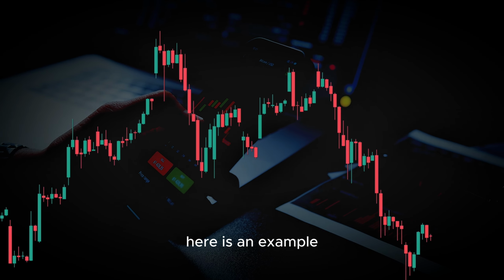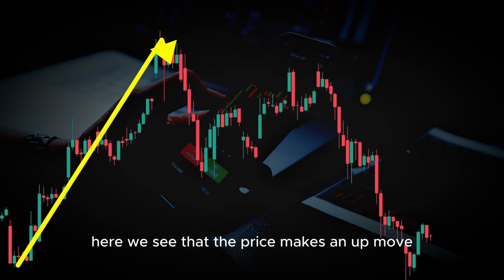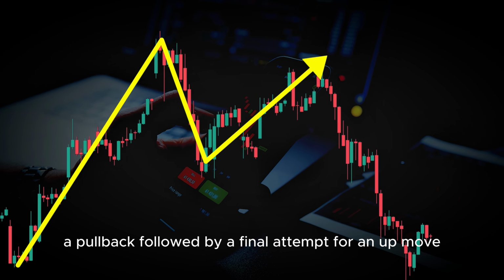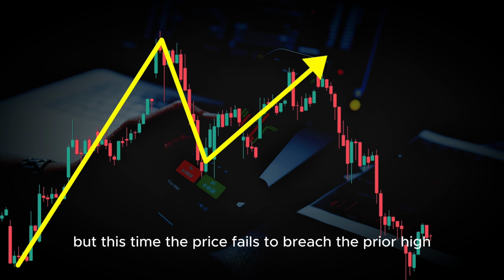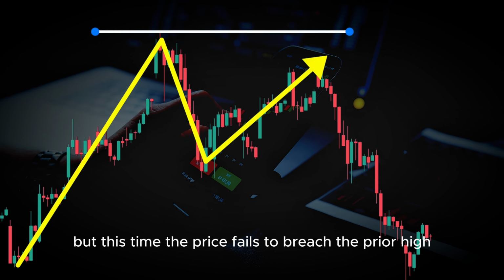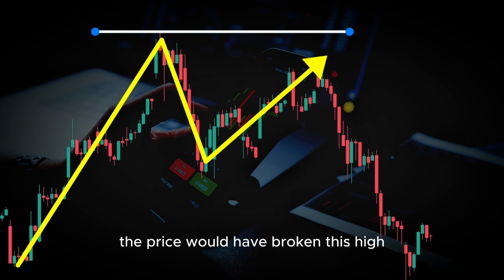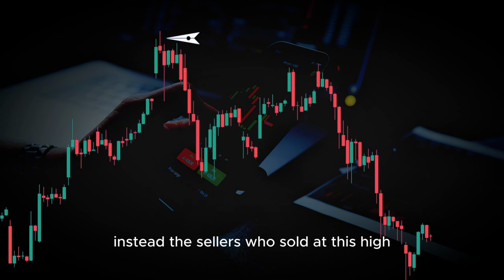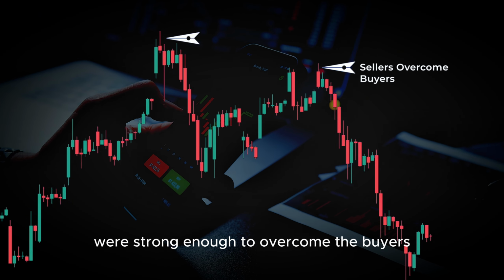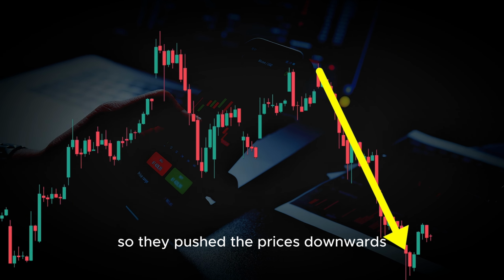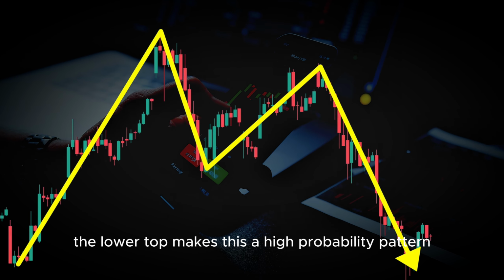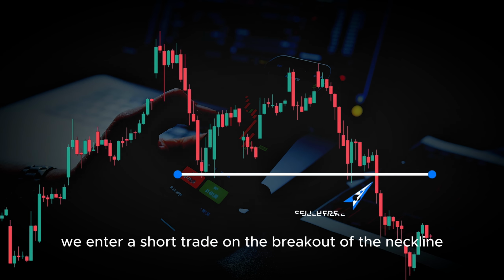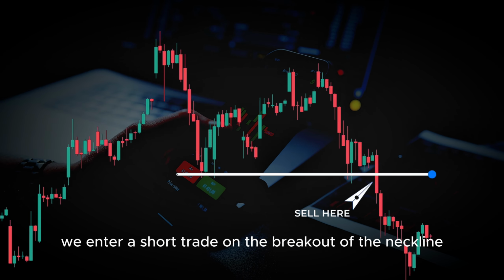Here is an example. Here we see that the price makes an up move, a pullback followed by a final attempt for an up move. But this time the price fails to breach the prior high. The price would have broken this high if the buyers were in control. Instead, the sellers who sold at this high were strong enough to overcome the buyers, so they pushed the prices downwards. The lower top makes this a high probability pattern, so we enter a short trade on the breakout of the neckline.